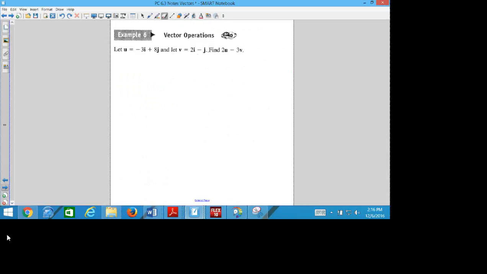Okay, so then we can do vector operations using these linear combination vectors. They've given you u and they've given you v, and we have to find 2u minus 3v. So we're going to do 2 times this one, so that'll be negative 6i plus 16j minus 3 times v, so 6i minus 3j.